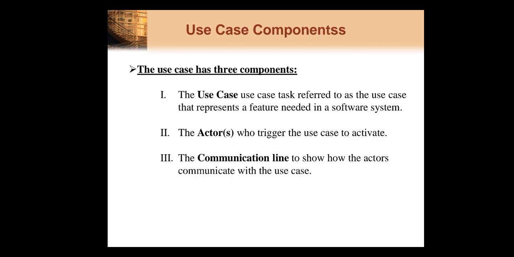Now, what are the use case diagram components? The use case diagram has three main components. The first one is the use case. The use case means what type of function your system is performing, which type of task is carried out by your system, and that is represented by the use case in an oval shape.